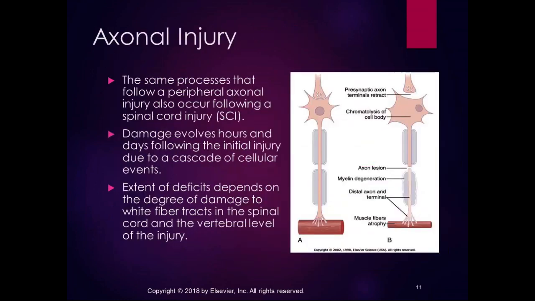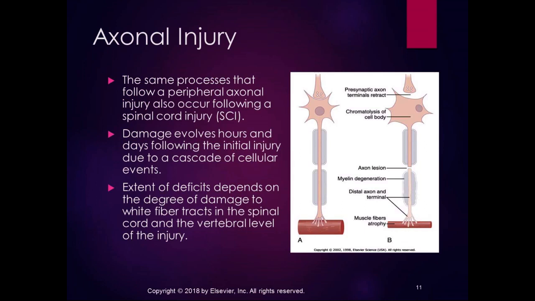So when you have an axon injury, the same processes that follow a peripheral axonal injury also occur during a spinal cord injury. Damage evolves hours and days following the initial injury due to a cascade of cellular events. So that chart we had on the last slide was a cascade of cellular events. The extent of deficits depends on the degree of damage to white fiber tracts in the spinal cord and the vertebral level of the injury.